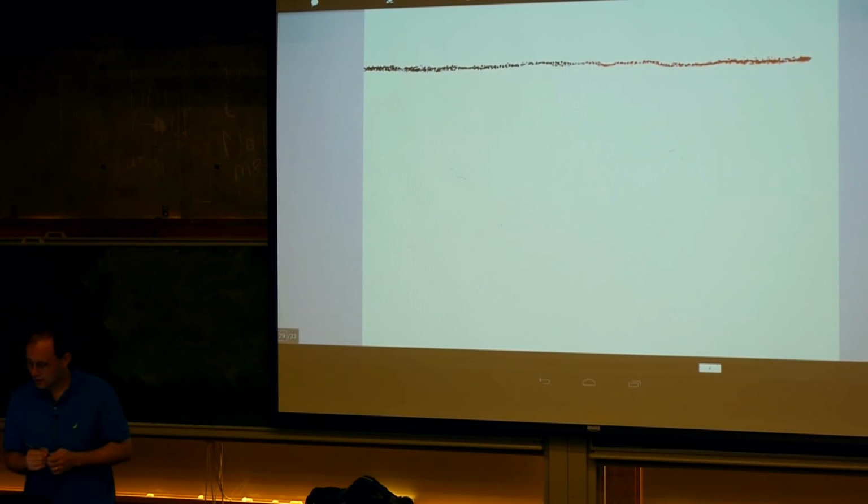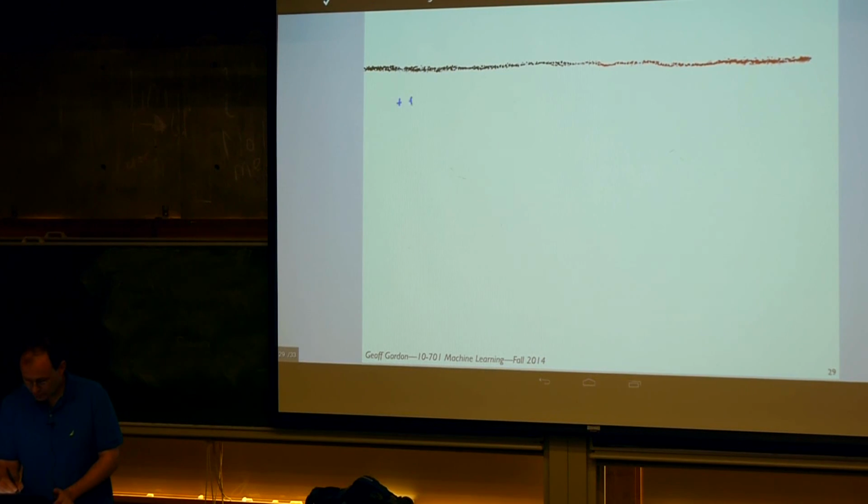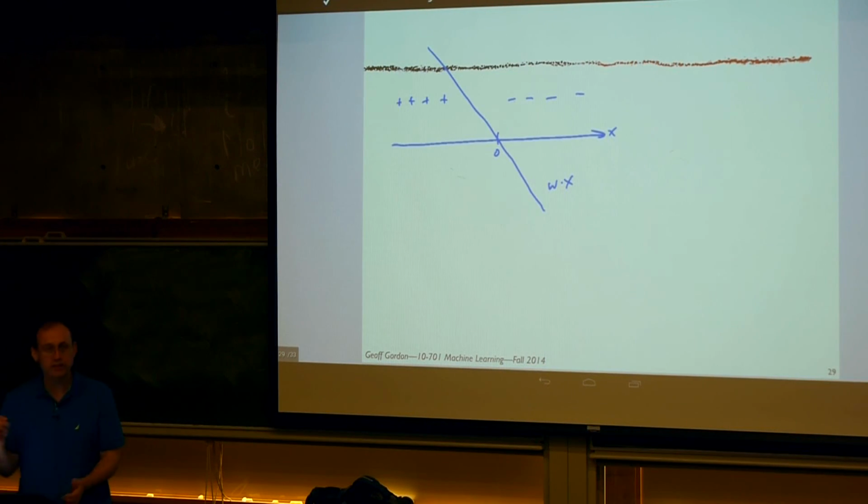Suppose that in the perceptron algorithm I had a bunch of positive data points over here and a bunch of negative data points over here. This is my feature x, and those are my class labels. I'm going to wind up learning a discriminant function, a linear function, w dot x. Here's the origin, and hopefully it's positive on the side with the positive examples and negative on the side with the negative examples.